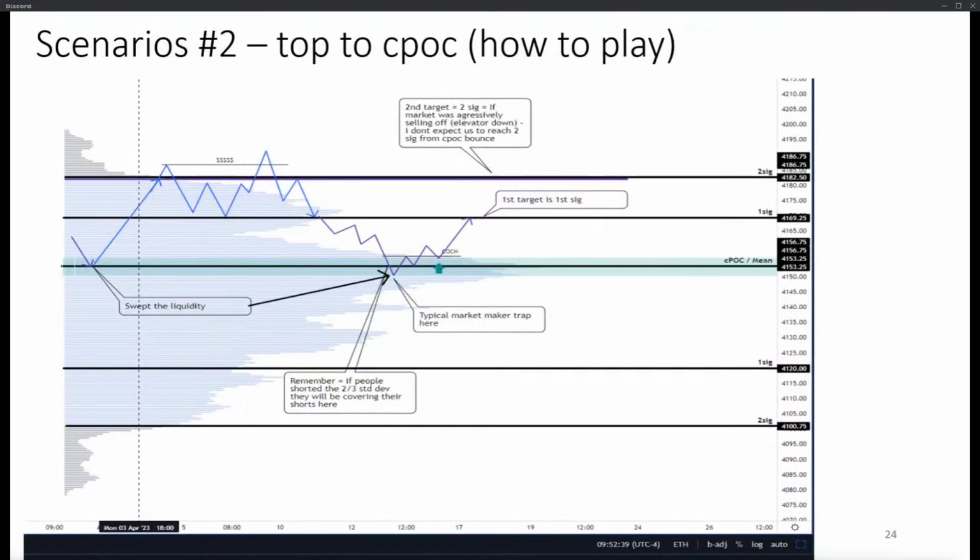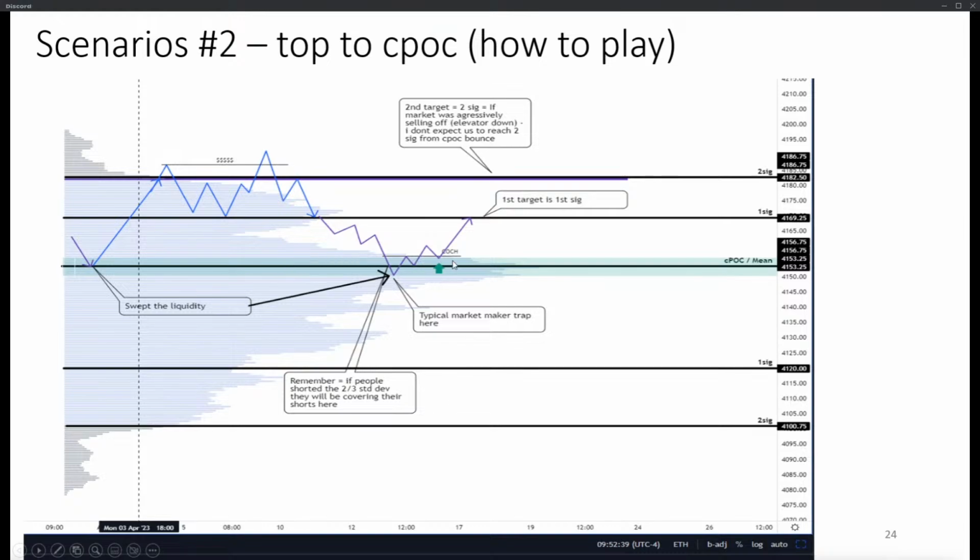Why are we going long on the second touch on the CPOC edge instead of the previous touch on the CPOC? Good question. Anyone can answer that? Change of structure.